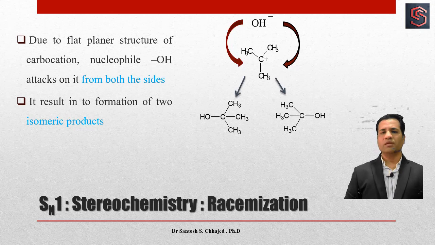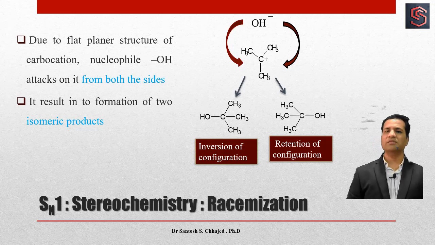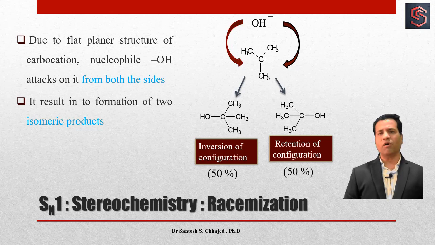Now you can see that two isomeric products are formed. One isomer is formed due to inversion of configuration, whereas the other isomer is formed because of retention of configuration. And configuration is nothing but the arrangement of substituents around the carbon in 3D space, that is called the spatial arrangement of the substituents around the carbon. Both isomers are formed, so whatever product is formed results from 50% inversion of configuration and 50% retention of configuration.